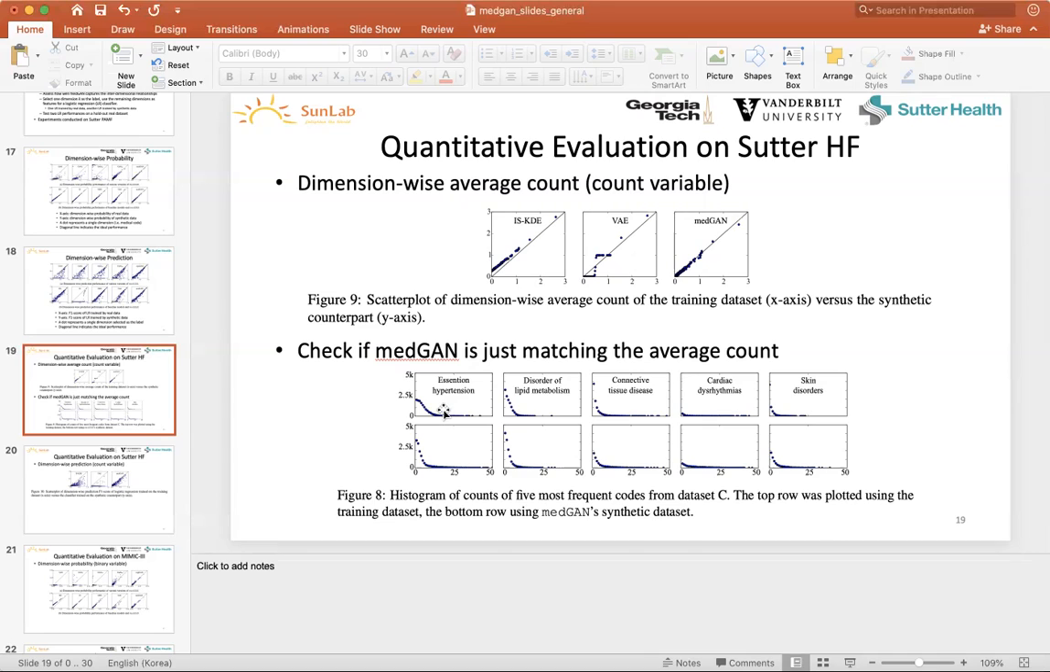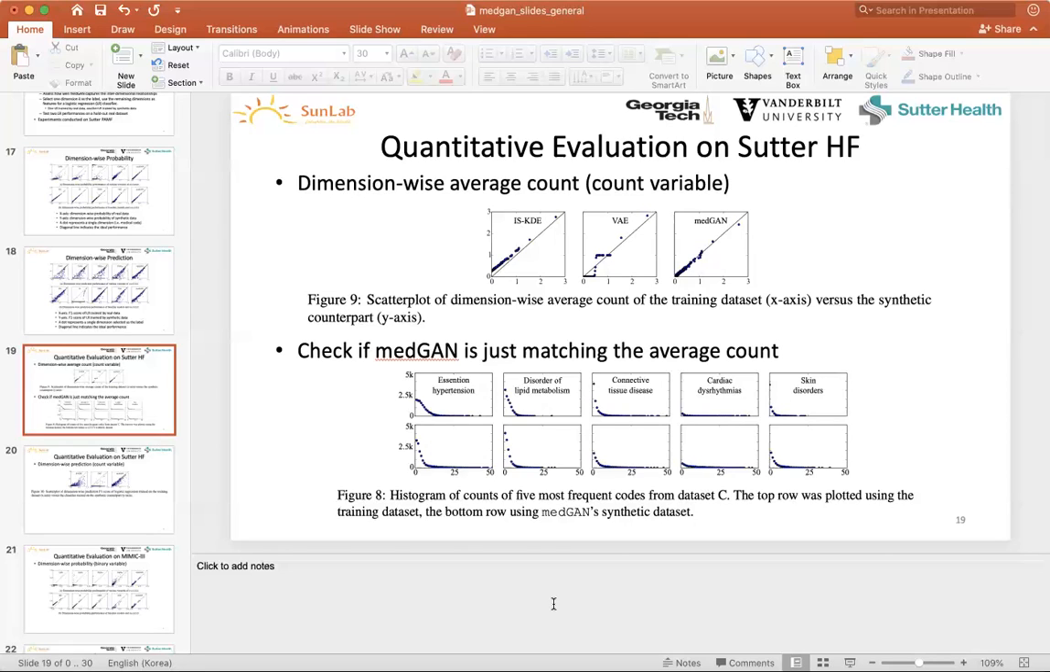And it's the same for the synthetic ones. For here, it's not perfectly aligned, but at least it follows the same trend. This trend here is almost perfectly reflected in the synthetic ones. Here, the histogram difference between skin disorder and essential hypertension is large, even in the synthetic ones. So the MedGAN architecture can adapt to both binary data and count data.